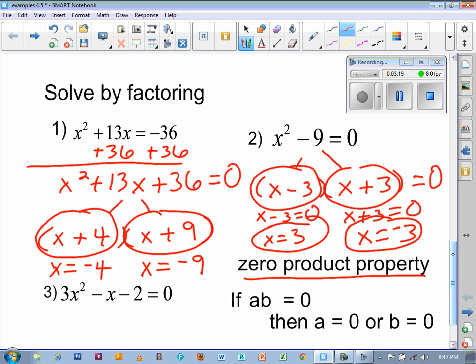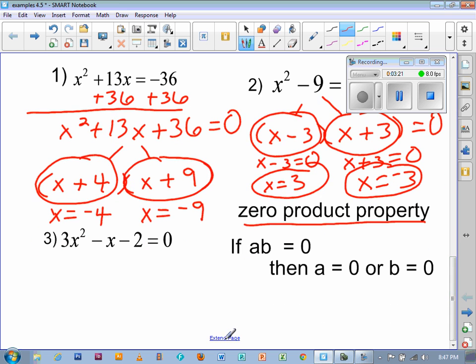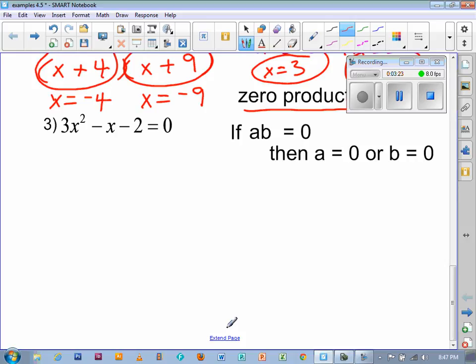Now we have 1 left to do. What I would like you to do is factor number 3 into 2 binomials. It's a little tougher because we've got an a term that's 3. So I'm going to hit pause here and let you see if you can come up with the correct binomial factors. When you come back, we'll have it completed and I'll show you how to find the zeros.